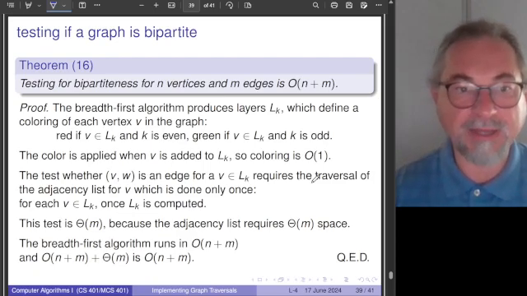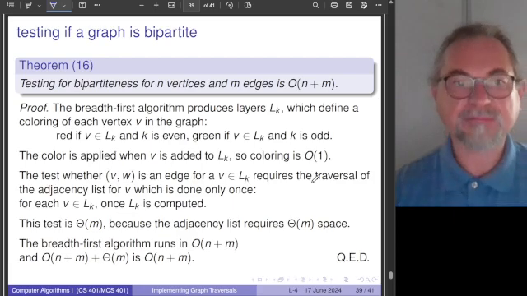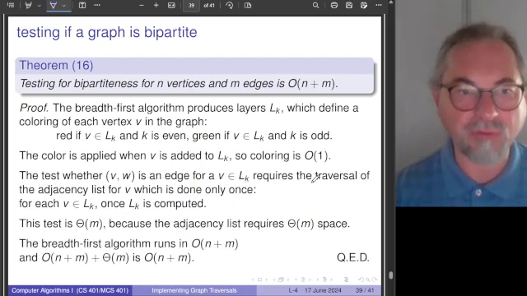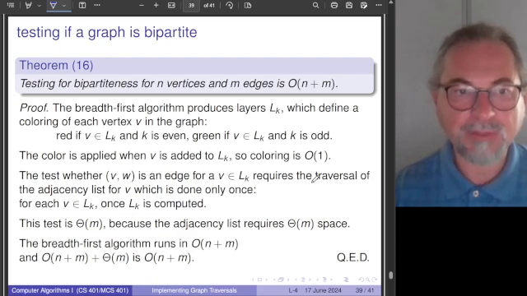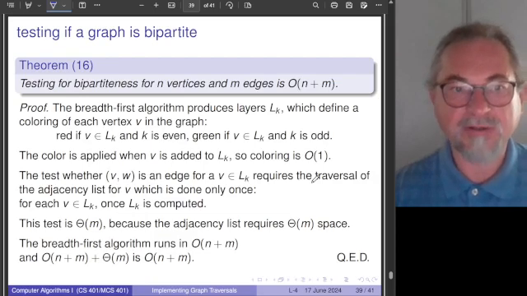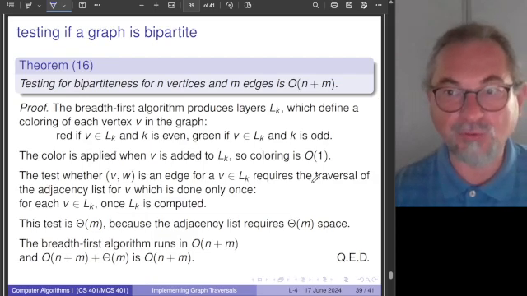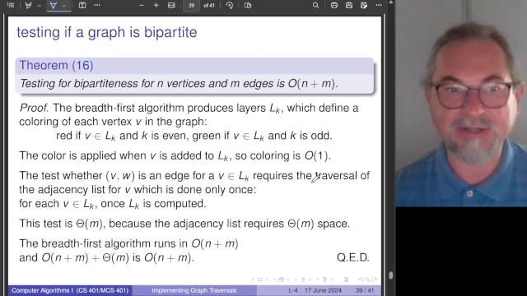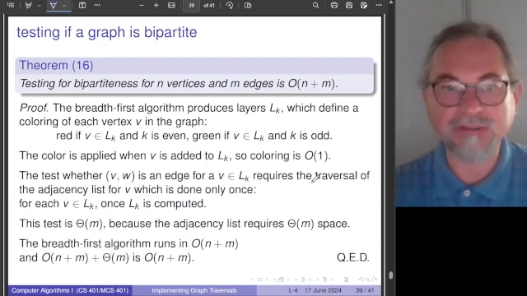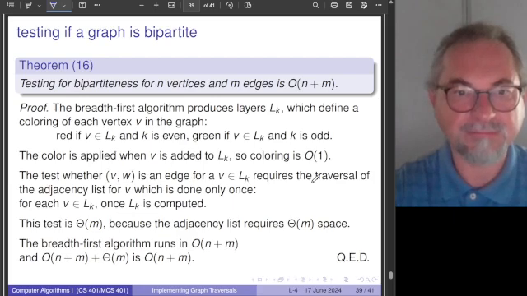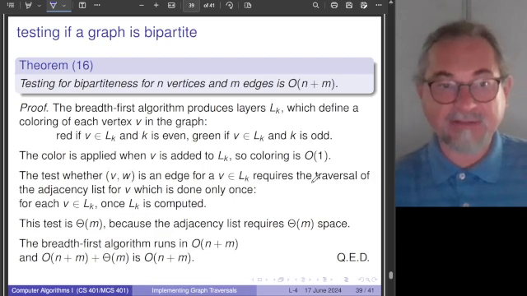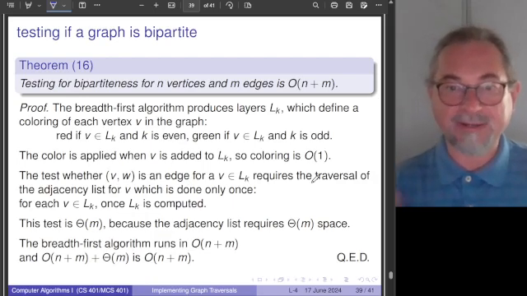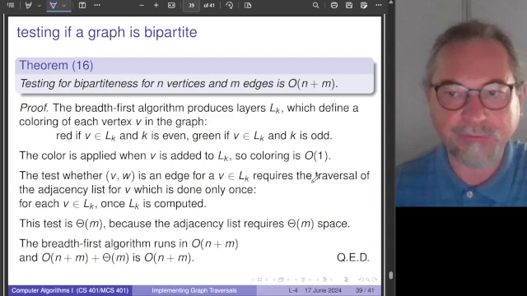Okay, we have to show this. When we run the breadth first search, we compute the layers and we color the nodes in the even indexed layers red. The ones in the odd indexed layers are green. So it's just adding an extra attribute. Coloring red or green is just constant. So we add another label.